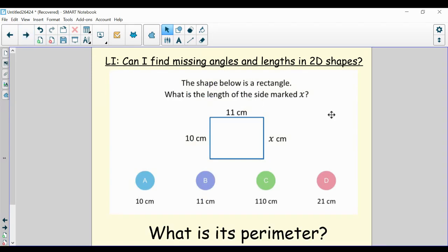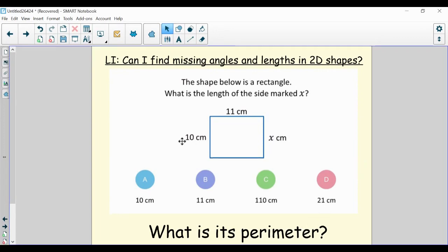If we look at this example here, we can see a simple rectangle. The top line is 11 centimeters, the left line is 10 centimeters. The question is asking, what is this side? So side labeled X. So pause the video now and think about how long is this side? And if you found that easy, what is the perimeter of the whole shape? So pause the video now.